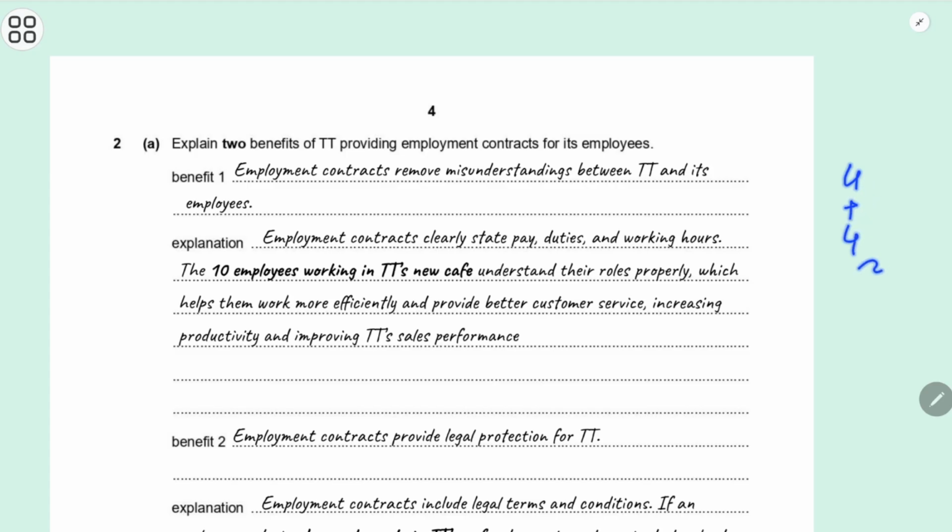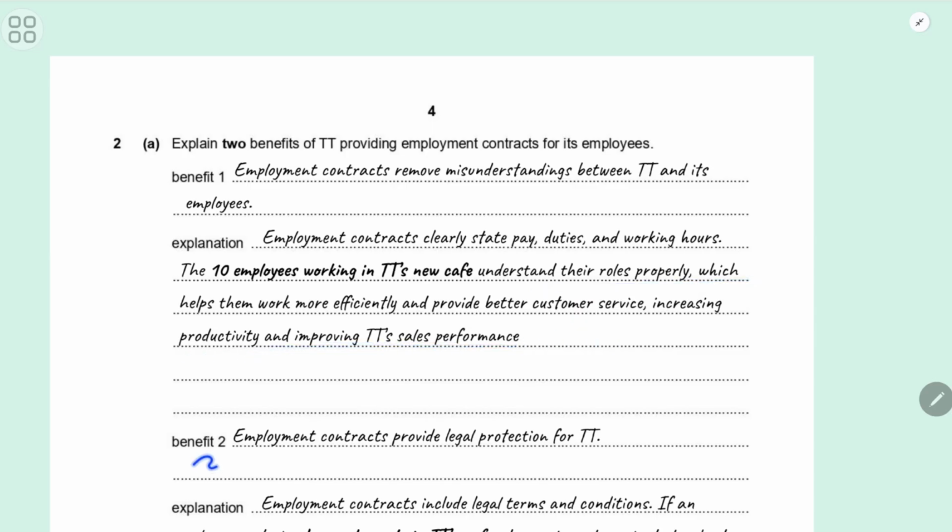Now let's look at the model answers. Benefit 1. Employment contracts remove misunderstandings between TT and its employees. Employment contracts clearly state pay, duties, and working hours, so the 10 employees working in TT's new cafe understand their roles properly, which helps them work more efficiently and provide better customer service, increasing productivity and improving TT's sales performance.